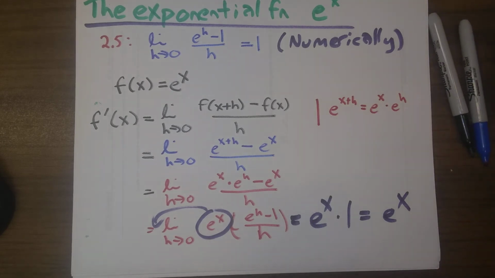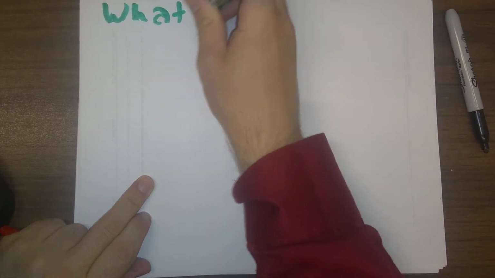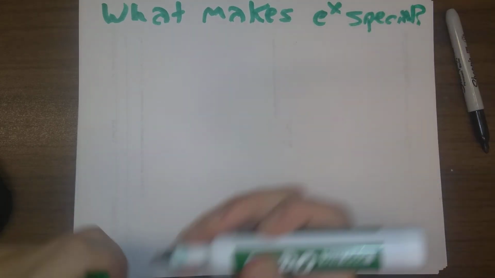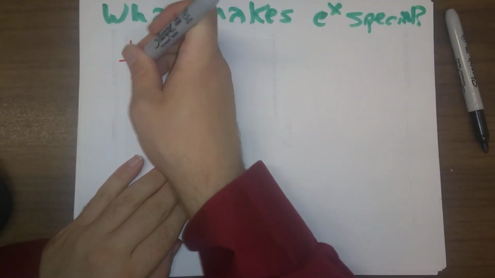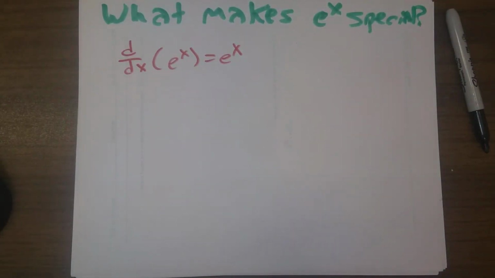So what's unusual, what's special here? The derivative of e to the x is e to the x. So what makes e to the x special? There's lots of things that make e to the x special. The one that we just figured out here is that the derivative of e to the x is e to the x. It's a function whose derivative is itself. So that's a very unique thing. It's one of the things that makes e to the x so special.